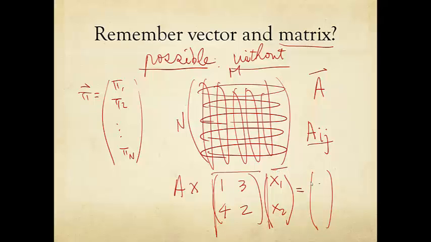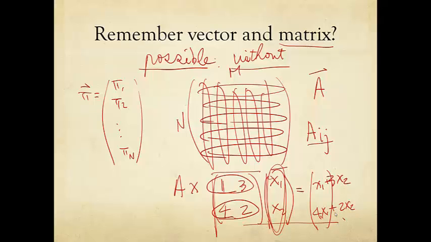The first entry is the inner product of the first row vector of the matrix and this vector x. So that is 1 times x1 plus 3 times x2. The second entry of the vector is the second row of matrix A times the same vector x. So we have 4 times x1 plus 2 times x2.